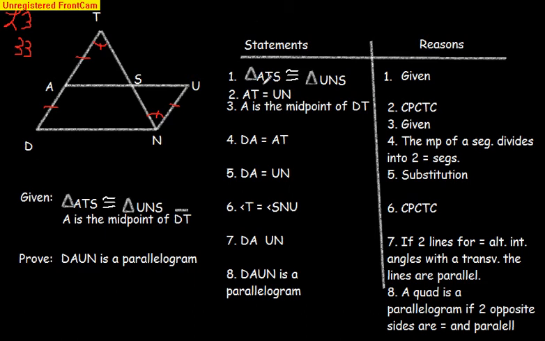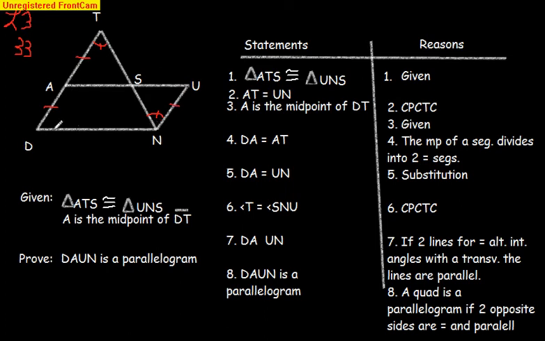I think I have a pointer thing on this. So I wrote that down, given there, and then we can say AT equals UN. That's because CP, AT is this one equals UN. If you would line your triangles up, flip it around, and match it, these two would match. Right here. Then we can say that A is the midpoint of DT, which is given, so we know that DA equals AT.